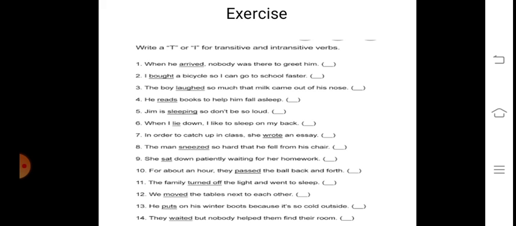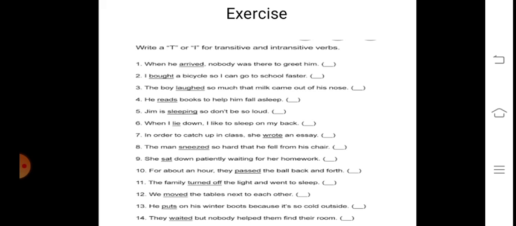See the next example. Jim is sleeping, so don't be so loud. Jim is sleeping. So sleeping doesn't require any object to complete its meaning. So obviously sleeping comes under intransitive verbs. Now see the sixth sentence. When I lie down, I like to sleep on my back. When I lie down, no need of any object. There is no object. So lie is an intransitive verb.